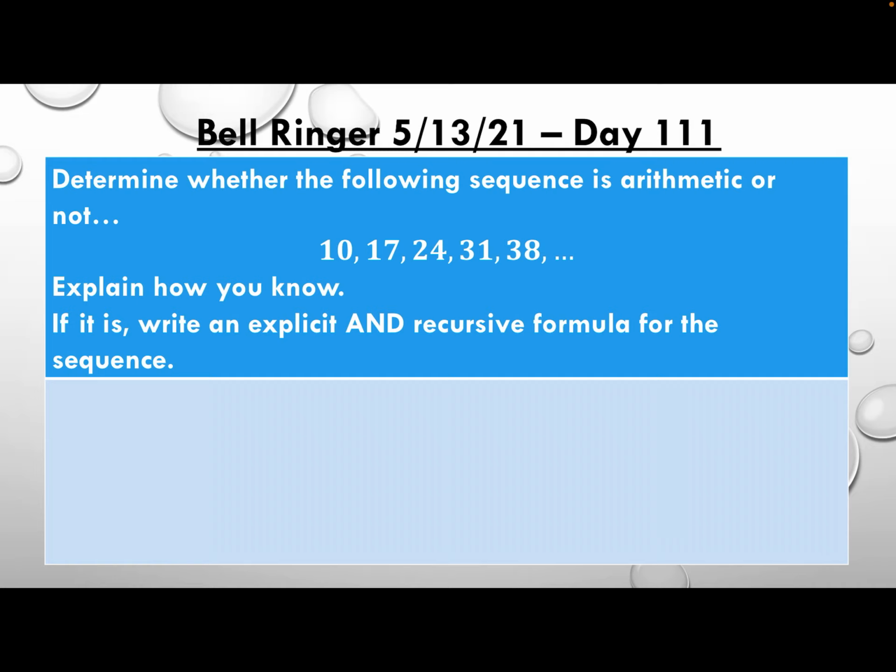I did want to quickly go through the bell ringer where you're given a sequence, you're asked to determine if it's arithmetic or not, and then if it is arithmetic, you are tasked with writing an explicit formula as well as a recursive one. So let's just quickly go through this one.